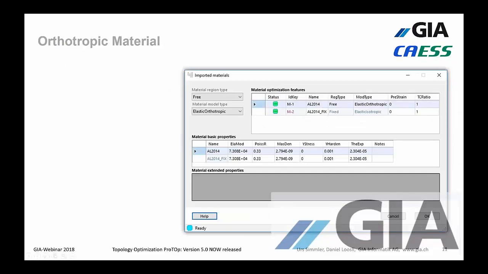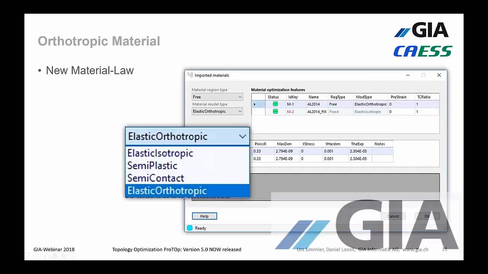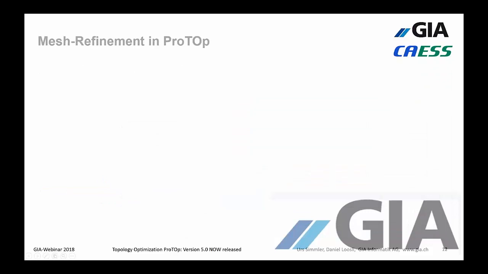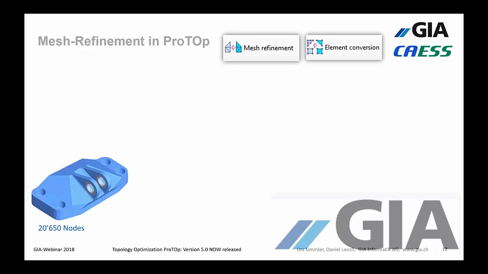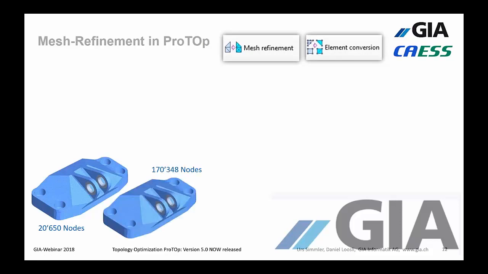And as a new material though, we now have a new capability inside called Elastic Orthotropic Material. By the way, we can deal with elastic material, we can do semi-plastic material or contact material. So we have now a new material type. One of the most exciting things is now the capability in ProTOp to do mesh refinement.